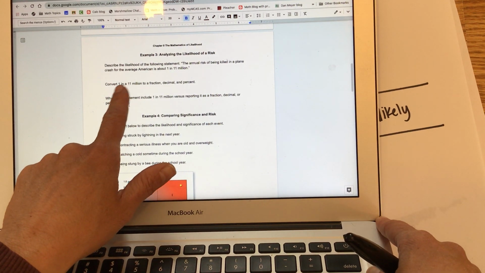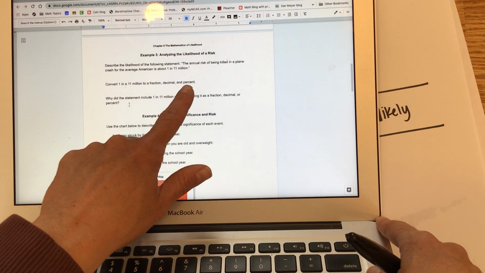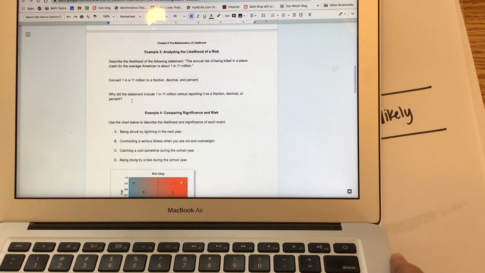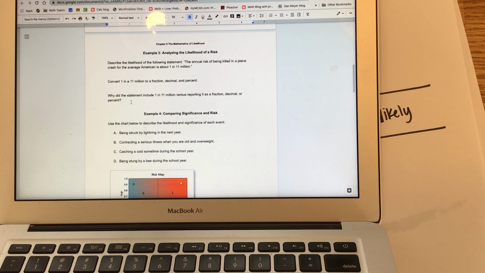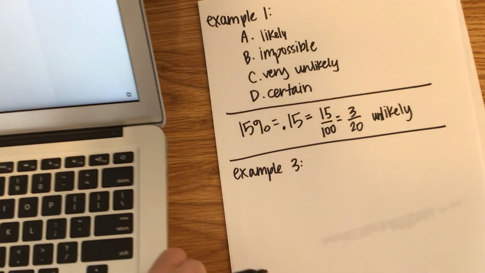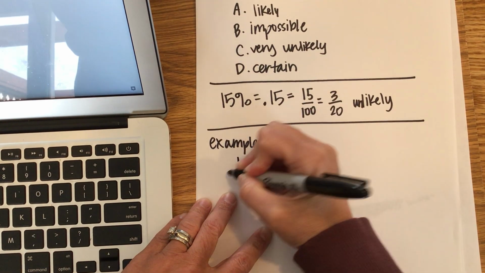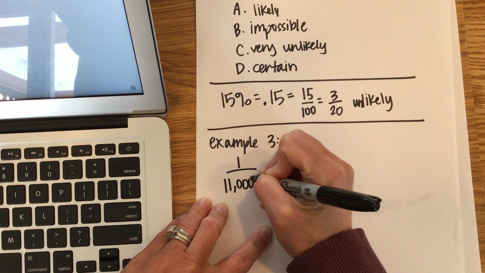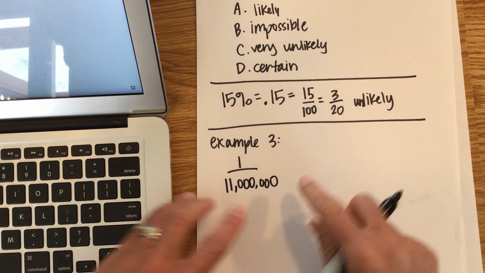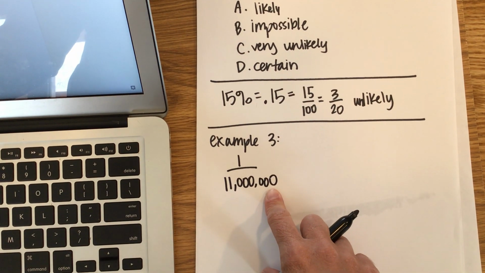We can write that 1 in 11 million as a fraction, a decimal, or a percent. And so I'm going to show you how to do each of those. So 1 in 11 million would be 1 out of 11 million. That would be the fraction.